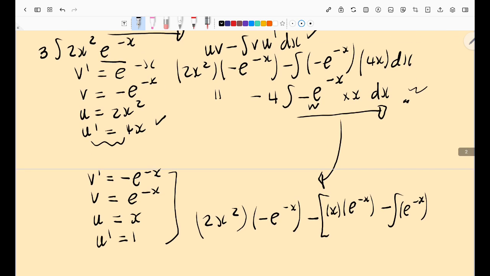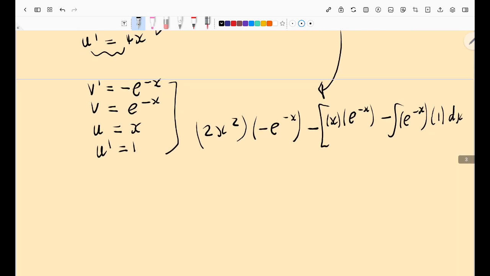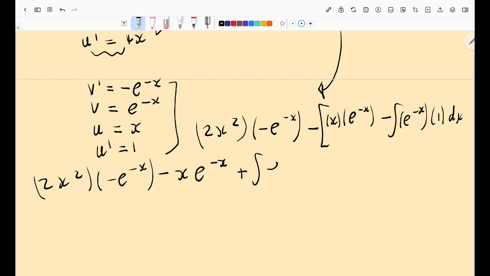u1 is just 1, then dx. Okay, and if I had to simplify this, I will have negative e to the power of negative x, right? So I will have negative x e to the power of negative x plus the integral of e to the power of negative x dx.